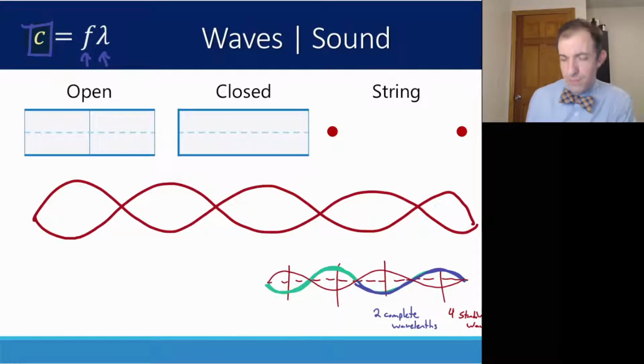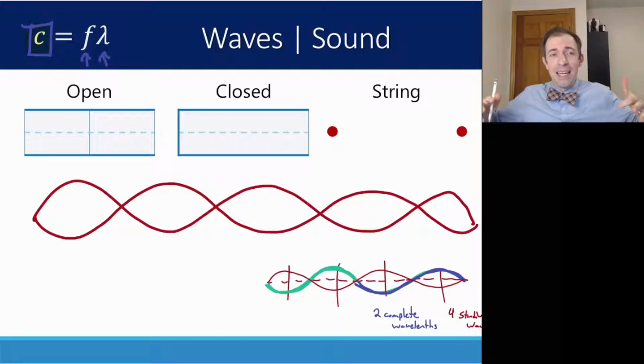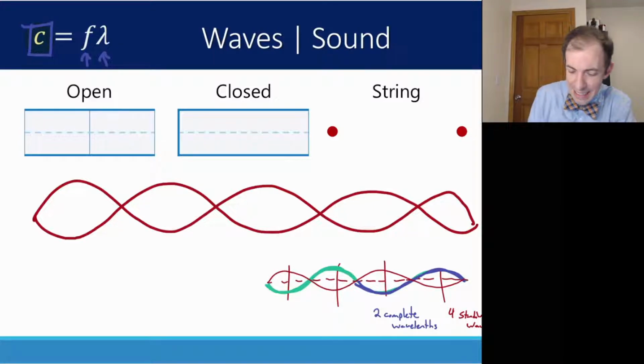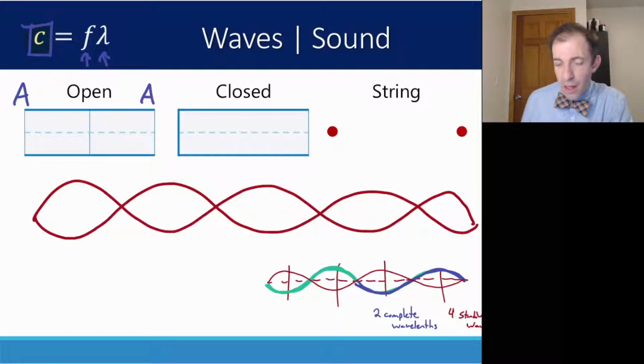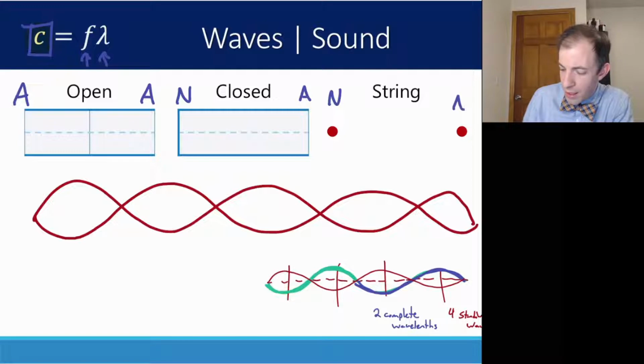An open pipe system is one that is resonating with an antinode on both sides. A closed pipe system is one side closed and the other side open so that the air can still vibrate. We'll have a node on the closed side and an antinode on the open side. And for a string, we have a node and a node.